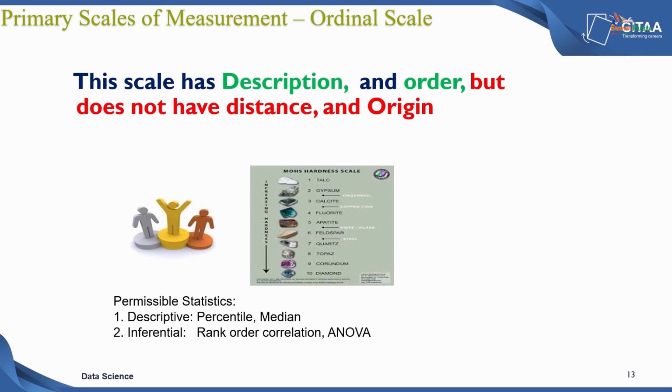So the descriptive statistics that you can use are median and percentile, so the 90th percentile, so the new element falls in the 90th percentile or the 85th percentile, etc. And the inferential statistics that you could use are rank order correlations, ANOVA.